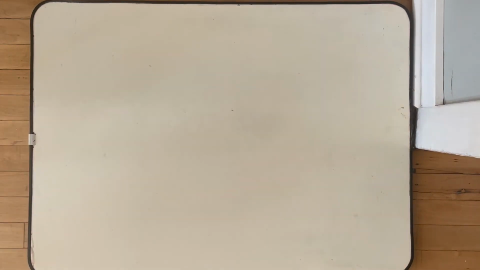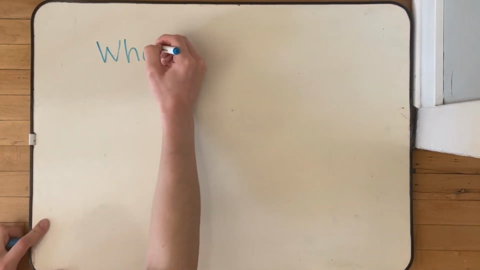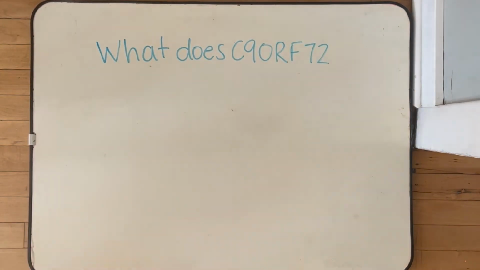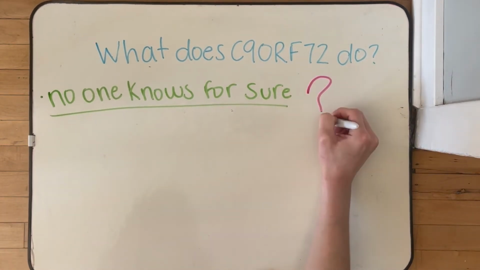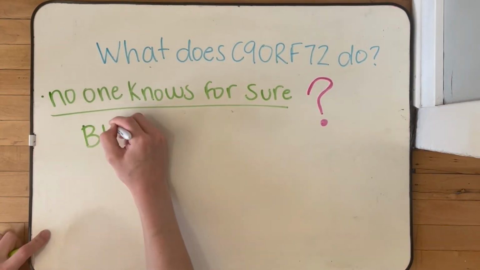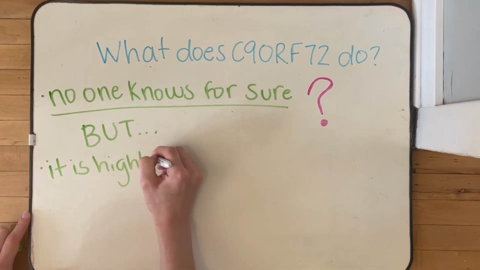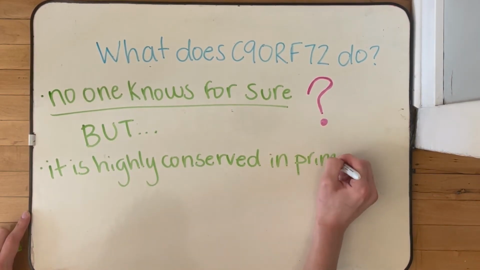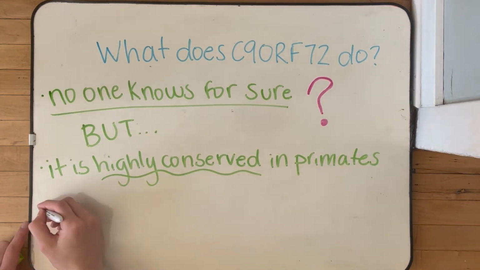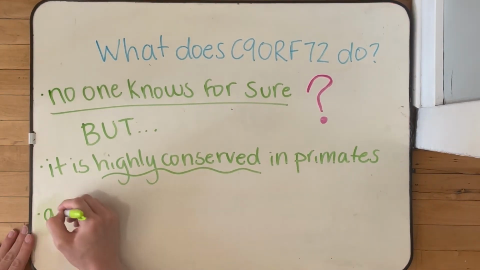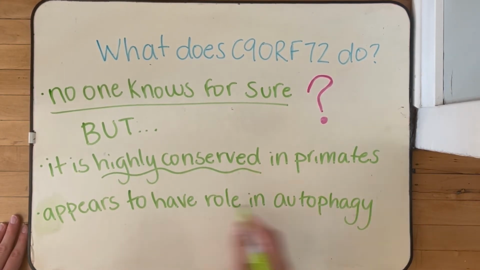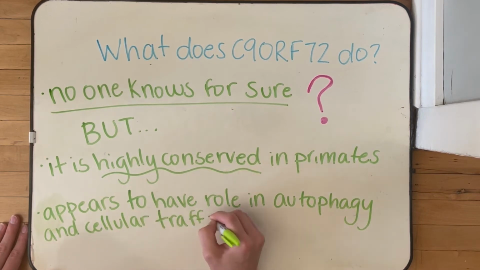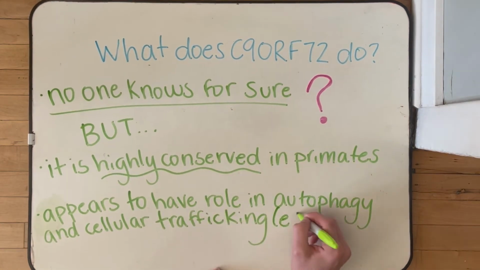It's important to know what C9orf72 does to actually understand why this is a problem for ALS patients. So no one knows exactly for sure, but it is shown to be highly conserved in primates, suggesting that it has an essential function for life. And there's a lot of evidence that shows that C9orf72 appears to have a role in autophagy and cellular trafficking, as it interacts with the Rab proteins that are responsible for cellular transport, and this is especially prevalent in the spinal cord, where there are a lot of neurons.